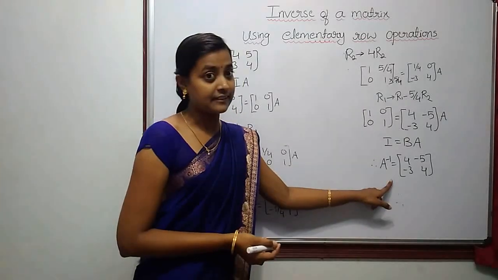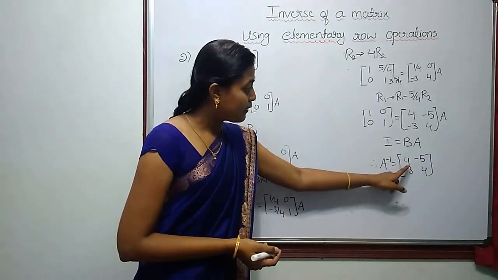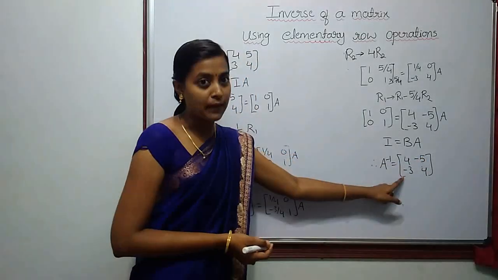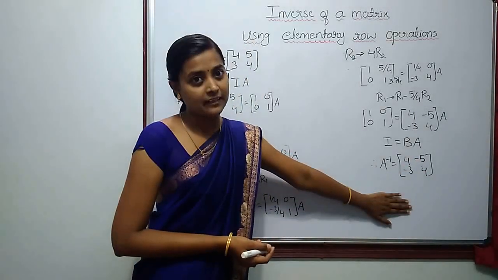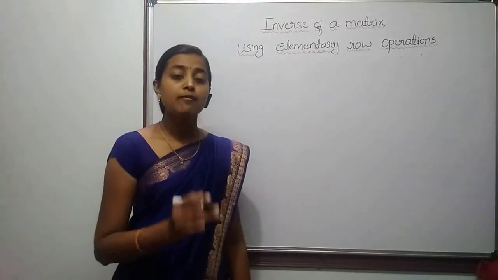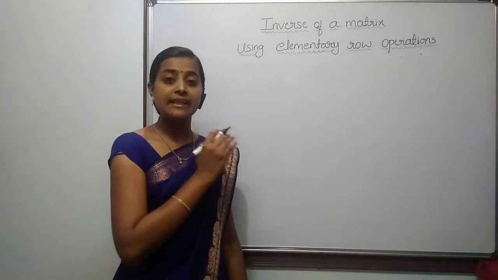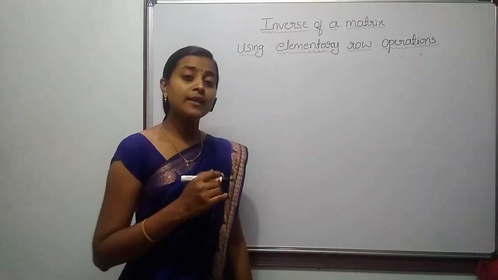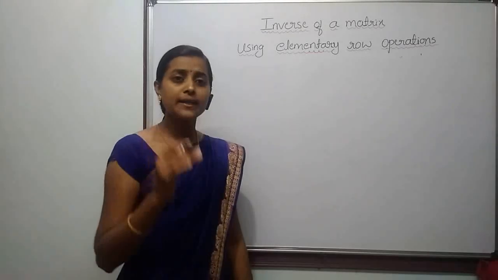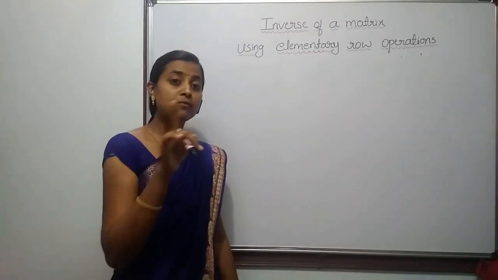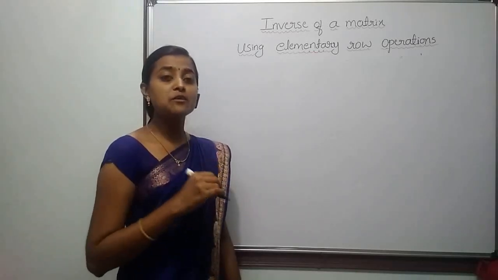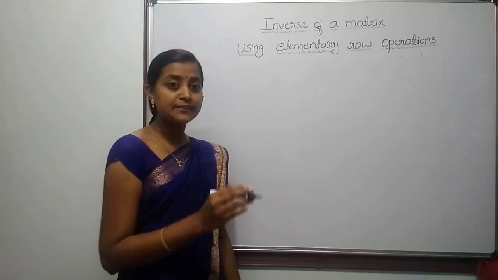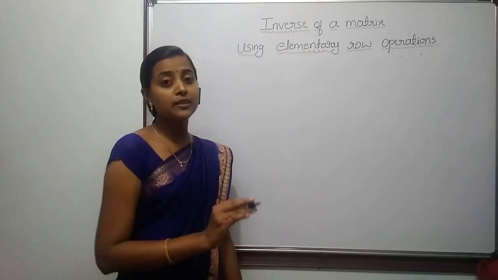Therefore, the matrix A containing the elements 4, minus 5, minus 3, 4 is the inverse of the matrix A. The method which I explained in this example can be applied to any matrix of order 2 with the first element non-zero. This method gives you the exact result, that is, you will get the correct inverse of the given matrix.